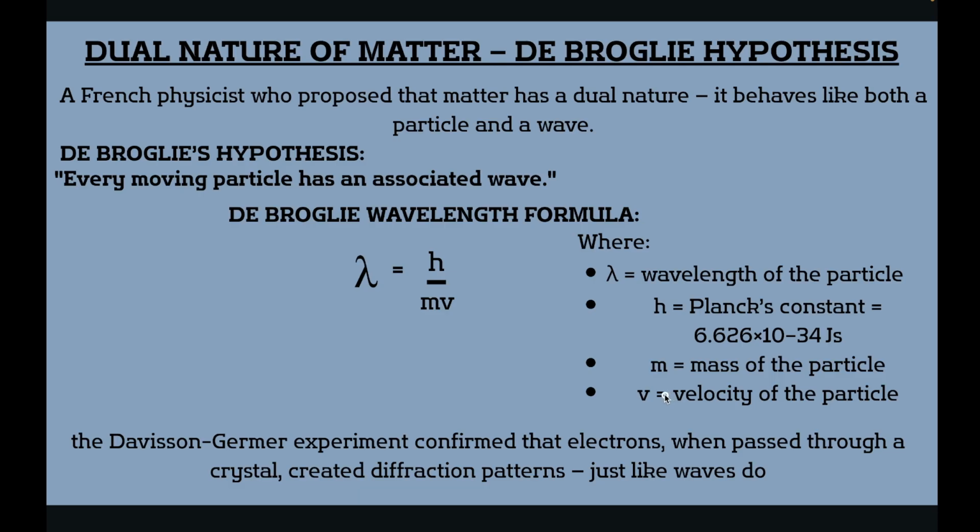So what is Planck constant? Planck constant is a fundamental constant in physics that shows the relationship between the energy of the photon and the frequency of its wave. So let's see how this equation is derived. Lambda is equal to h upon mv, where h is the Planck constant, m is the mass of the particle, and v is the velocity of the particle.